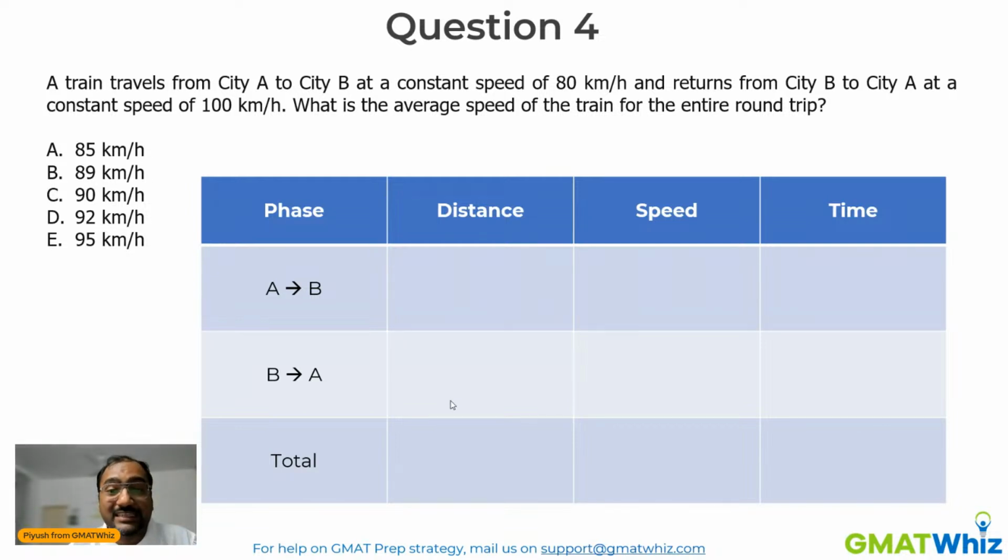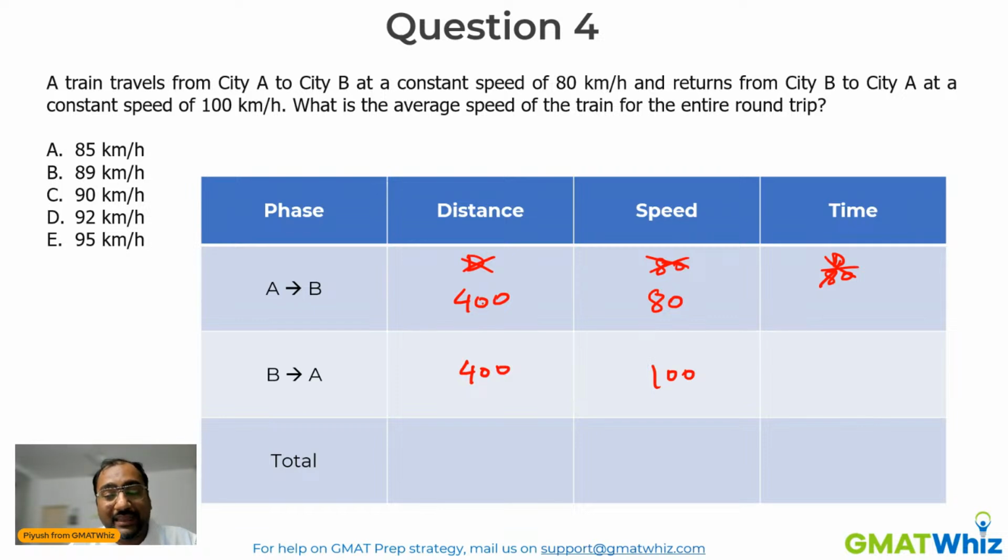If you take the distance as d, and the speed is 80, your time will be d by 80, and I don't want to be dealing with that. That's a very unnecessarily complex calculation. You might say, Piyush, it's a simple thing, but I don't recommend doing that because that's a waste of your time. Why do you want to waste your time? I know the speed is 80 here and 100 here, so I'll take the distance as 400.